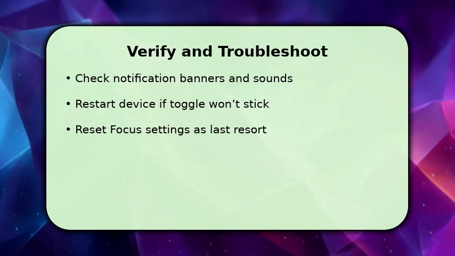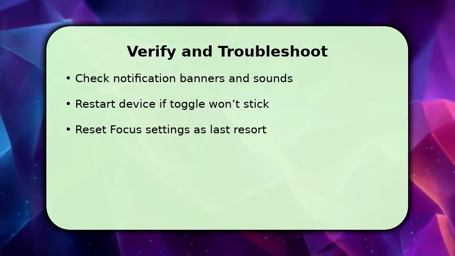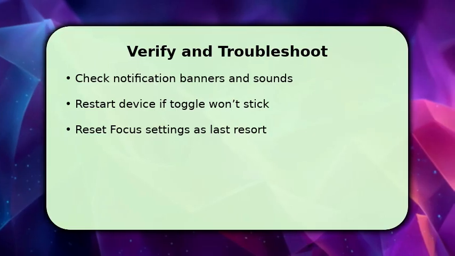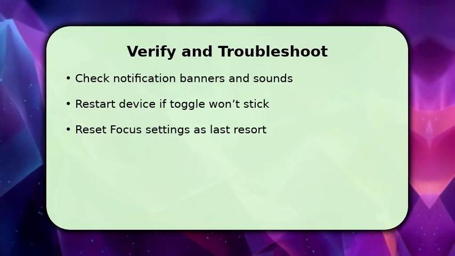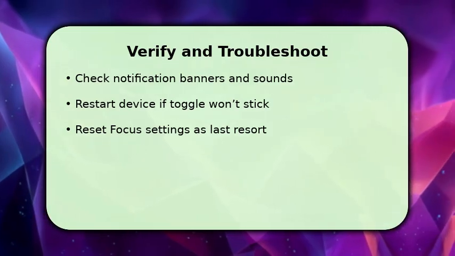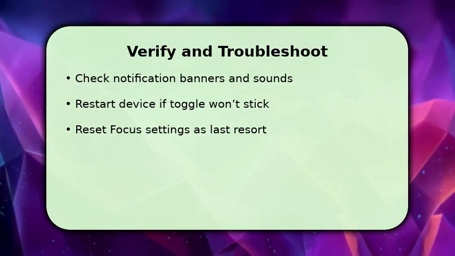Finish by testing. Send yourself a message or call to verify banners and sounds return. If Do Not Disturb won't stay off, restart the device to clear temporary system locks, then recheck the toggle. Sometimes a reboot fixes permissions issues.